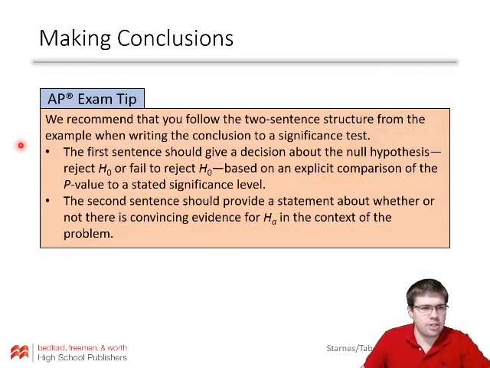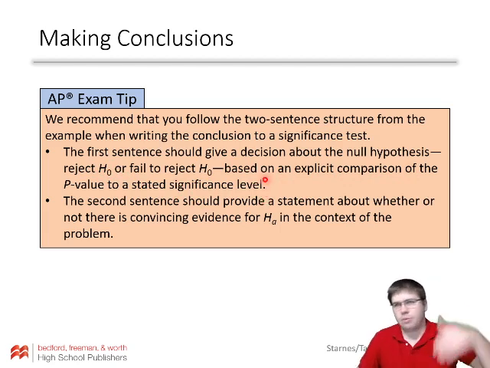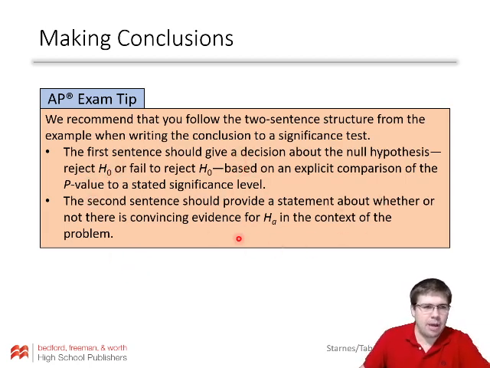All right, and then one last tip. They recommend that you follow the two-sentence structure from the example when writing the conclusions for a significance test. So you're going to state, plan, do, conclude. The first sentence should give a decision about the null hypothesis, about rejecting the null or failing to reject the null, based on an explicit comparison of the p-value to the stated significance level. So because p is greater than alpha, we fail to reject. Or because p is less than alpha, we reject the null hypothesis. And then a second sentence should provide a statement about whether or not there's convincing evidence for the alternative in the context of the problem.